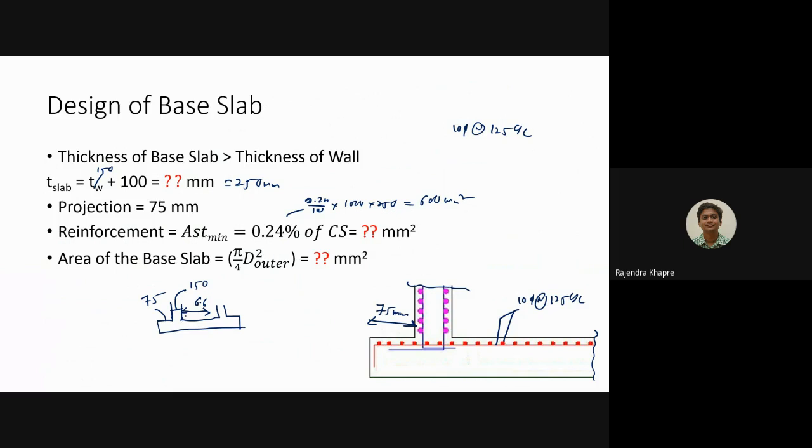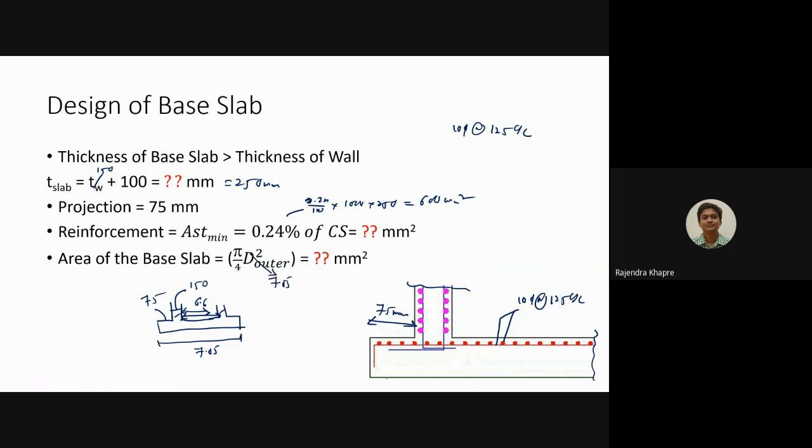So this is 6.6 from here to here, plus 150 plus 150, so that becomes 6.9 meters. So 6.9 plus 75 this side, 75 that side, that is 150. So 6.9 plus 0.15 comes out to be 7.05. So this is the outer diameter d, 7.05 meters.